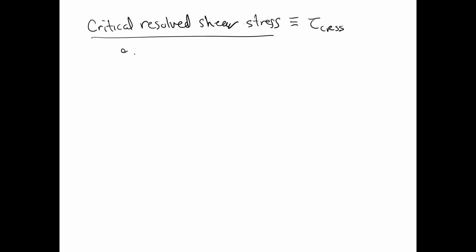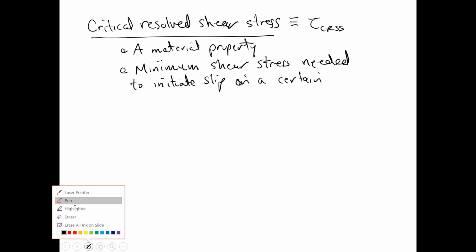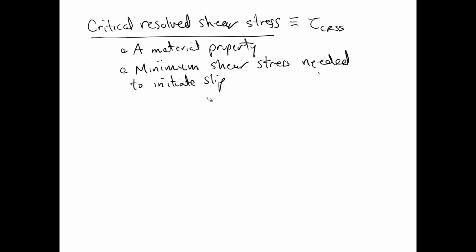so the definition is a material property. It's the minimum shear stress needed to initiate slip on a certain plane, let's say on a slip plane, in a certain direction on that plane.